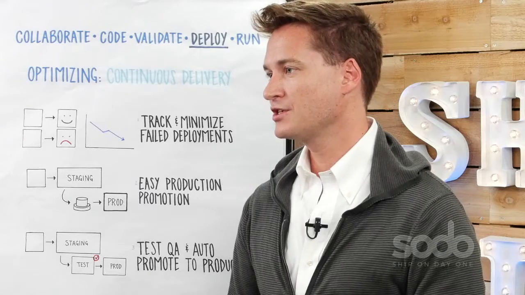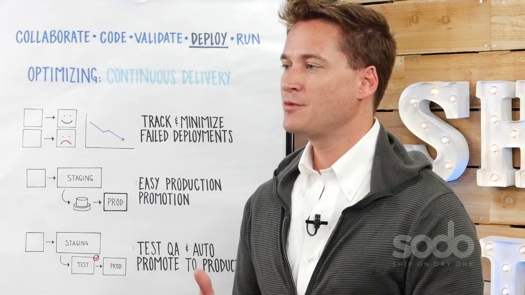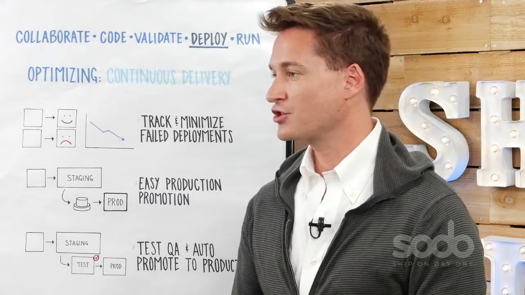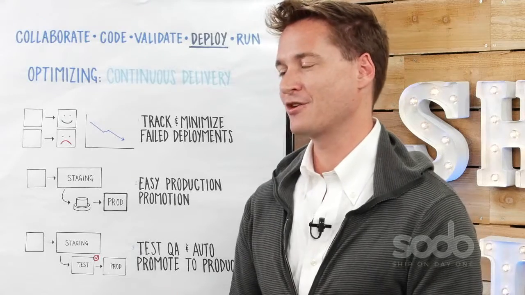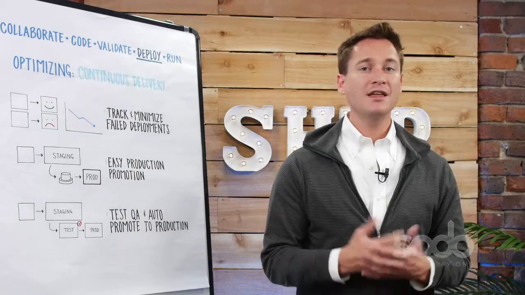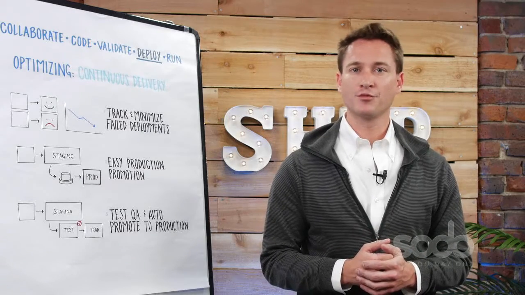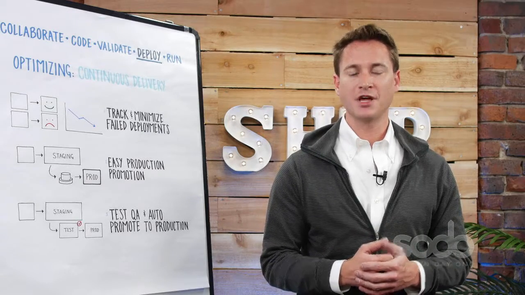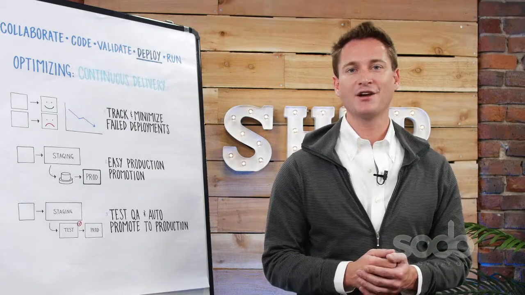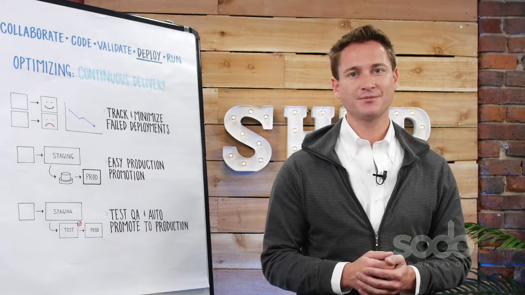And we know that it's important when we make these experiments to be able to measure them and make sure that they're actually working for our specific needs and our specific projects. In this video, I'd like to talk about 3 optimizations that I've used in order to improve a continuous delivery system. These might be things that you want to try for your team and your projects.